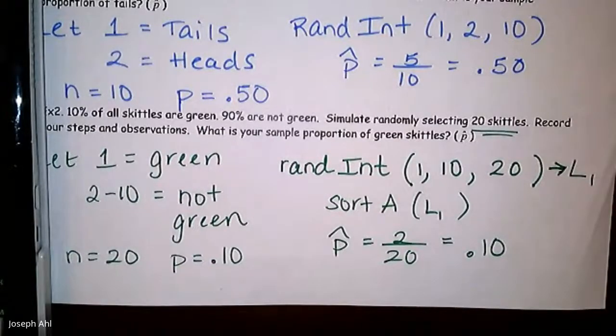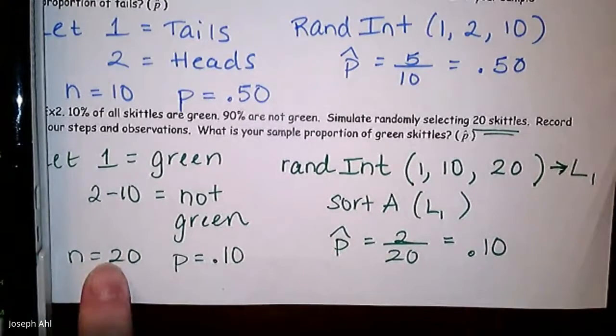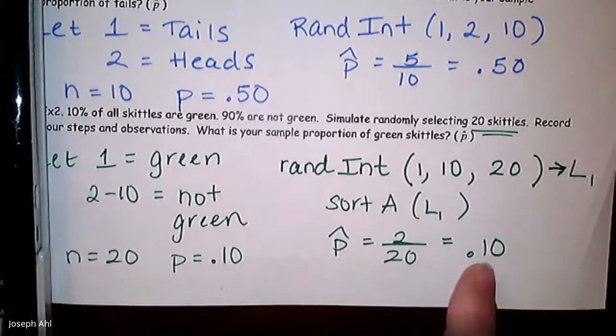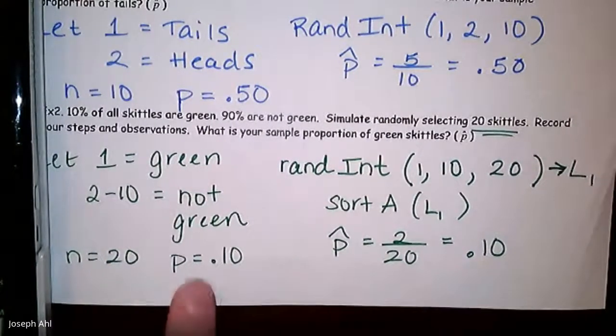So, again, it wouldn't be a huge deal if we don't get the exact value, but the whole idea is that when I increase the sample size, when I increase the number of Skittles that we randomly select, we're going to see that this value gets closer and closer and closer to the true population characteristic. Okay.